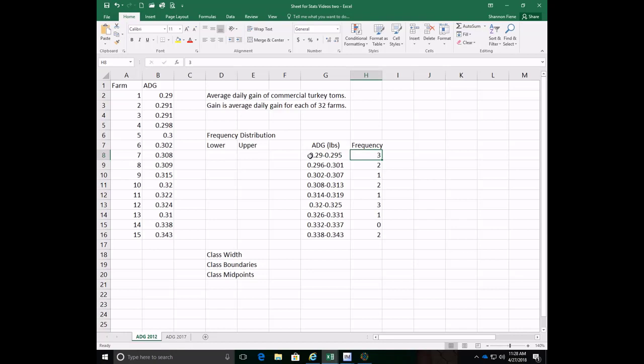You will have what we call our lower limits, and those are the bottom numbers. So if we're asked to list our lower limits, we would say 0.290, 0.296, 0.302, 0.308, 0.314, 0.320, 0.326, 0.332, 0.338. Those are my lower limits, and I get those from these bottom numbers.